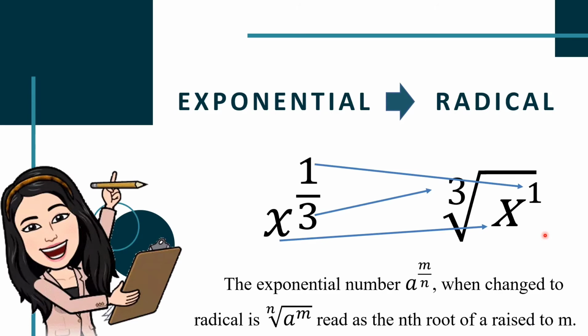So the exponential number a raised to m/n, or m divided by n, when changed to radical will be equal to the nth root of a raised to m, and read as the nth root of a raised to m. Okay? So, if you notice, yung ating base, naging radicand. Yung ating denominator ng ating exponent, siya yung ating naging index, while the numerator of our exponent is the exponent of our radicand. Okay? Madali ba? Tatandaan natin yan, ha? Okay.